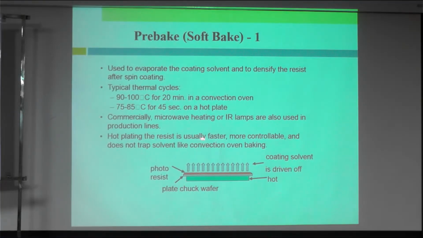So this is a direct heat. So that's why it's very short, 45 seconds, but some care needs to be taken. Commercially, microwave heating or IR lamps are also used in a production line. And with hot plating, the resist is usually faster, more controllable, and does not trap solvent like convection oven baking. So there is also an advantage of hot plate usage in the pre-bake.